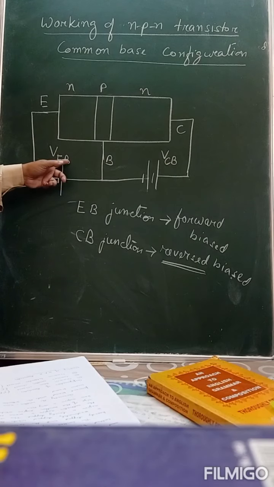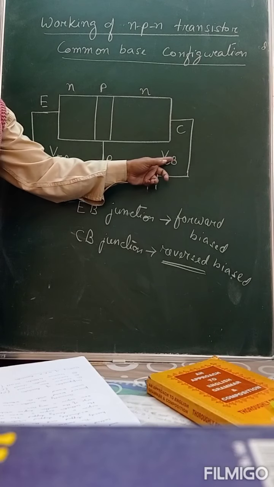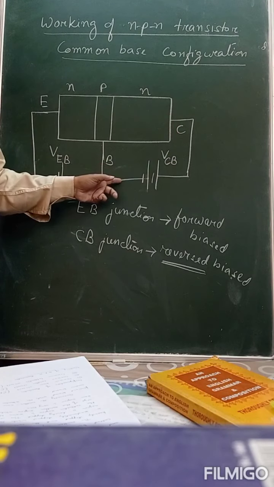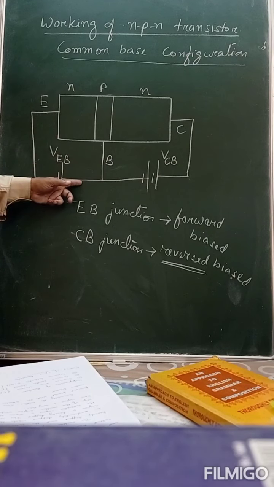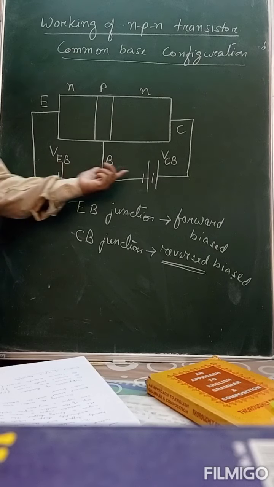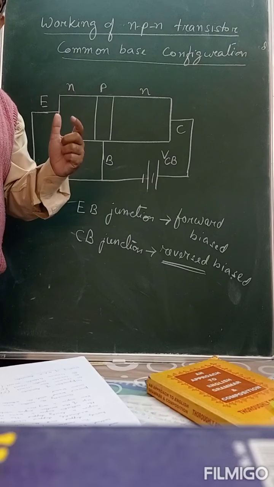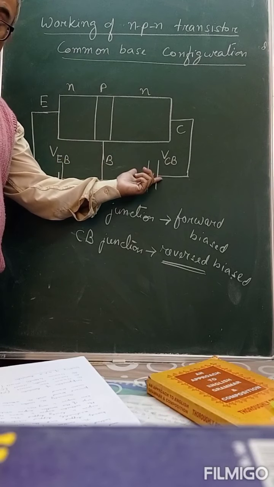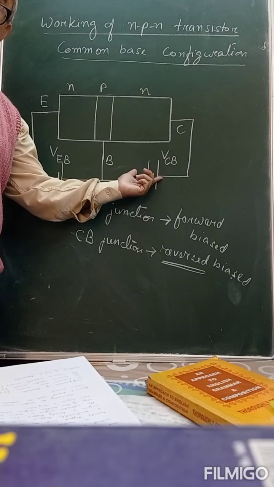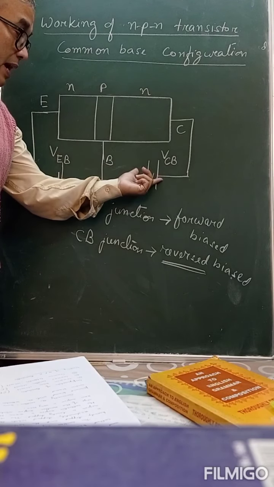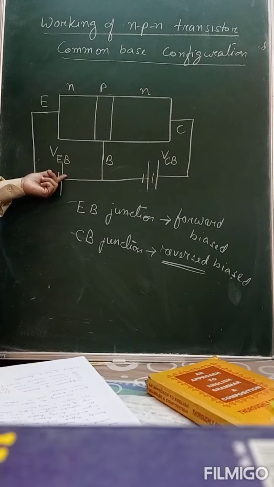Here it is VEB and here VCB; I have written B, meaning base is common. So this is collector base voltage and this is emitter base voltage. This is forward bias and this is reverse bias. For proper function of the transistor, the reverse bias voltage should be more than the forward bias voltage. That is why I have placed two batteries here. Is it clear?